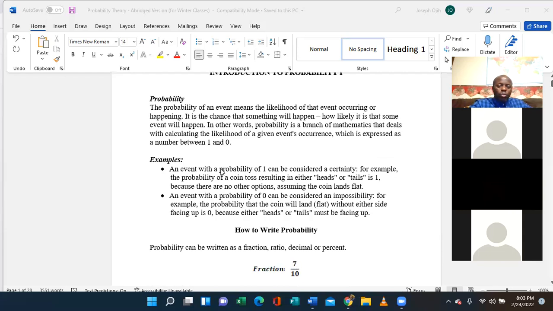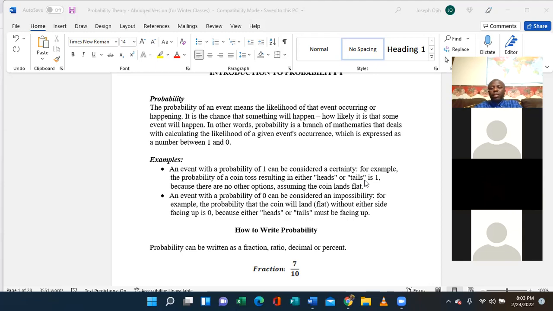An event with a probability of 1 is considered a certainty. For example, if you toss a coin, the probability that it will land head or tail is 1 because it must land on its head or its tail, so long as it is a fair coin. An event with a probability of 0 means that it is impossible to occur.